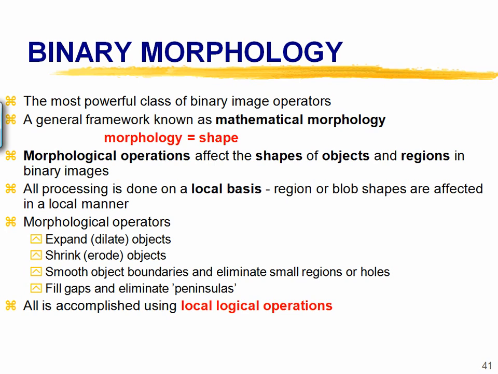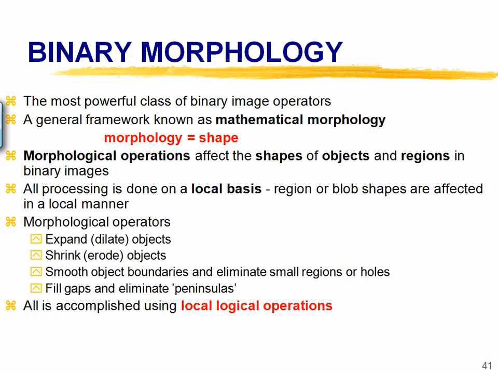So the basic morphological operations we care about are operations such as expanding or dilating objects. I may have an object that I want to make larger, so dilation of the object. Erosion of an object, making it smaller, shrinking the object somehow. We may be interested in smoothing the object boundaries, some kind of a smoothing or filtering operation, in order to maybe get rid of small regions or holes that are present in the object.